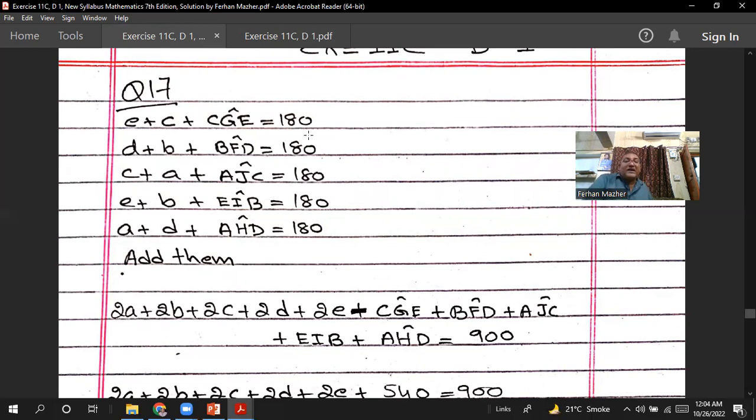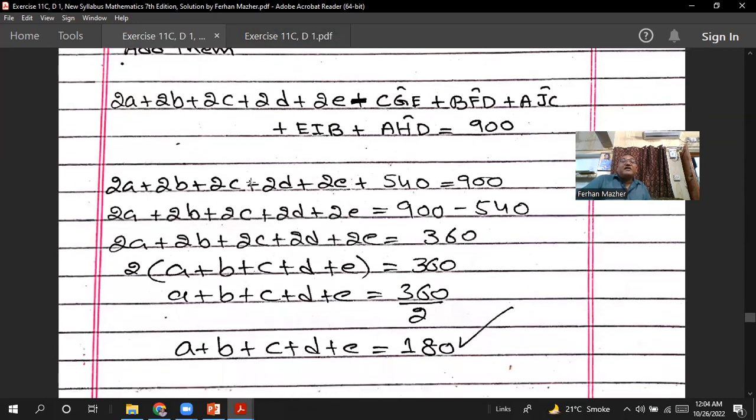If you add all of them, the left sides will be added with each other, and the right sides will be added with each other. So you will have 2A plus 2B plus 2C plus 2D plus 2E plus CGE plus BFD plus AGC plus EIB plus AHD equals 900. So you add 180, 180, 180, 180, 180. So that will be 900.